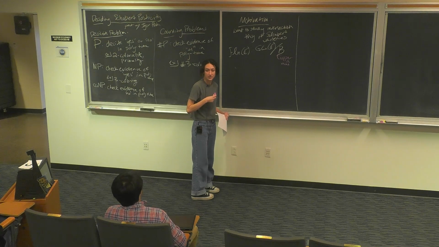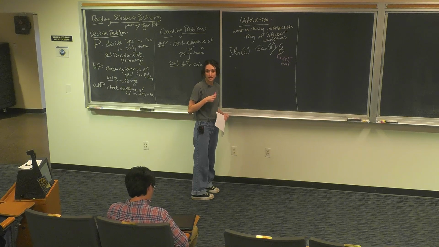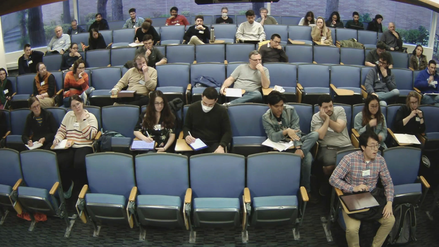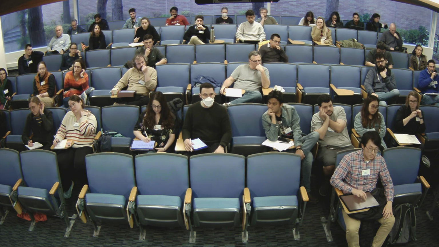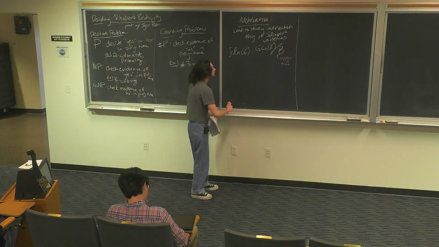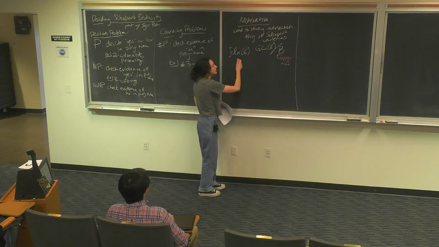Sorry, with the previous section, I just had a question. If NP is co-NP, does that imply the polynomial hierarchy collapses? That implies a collapse.